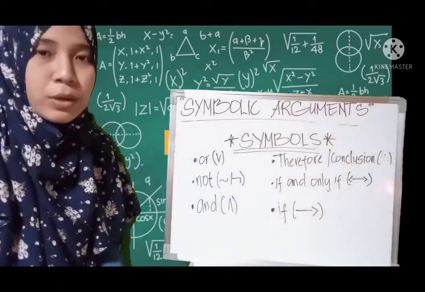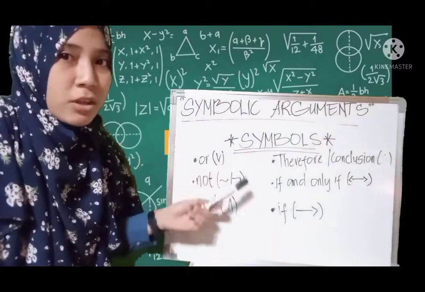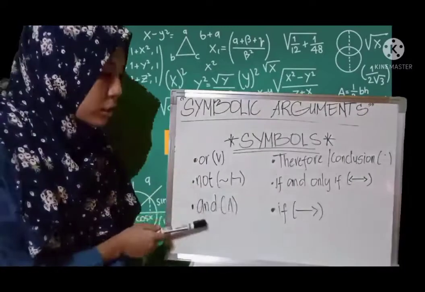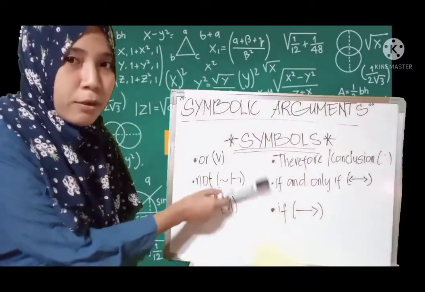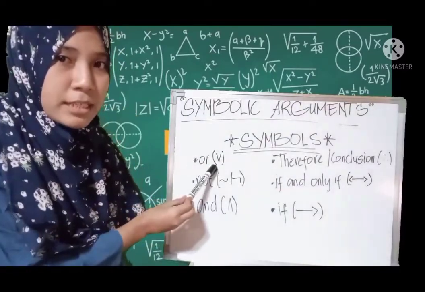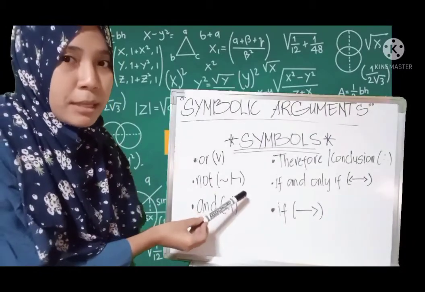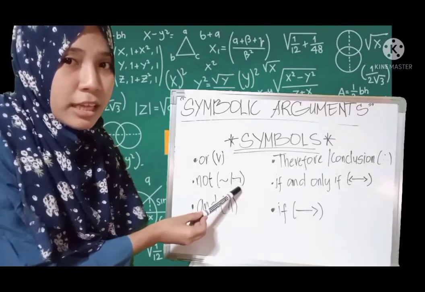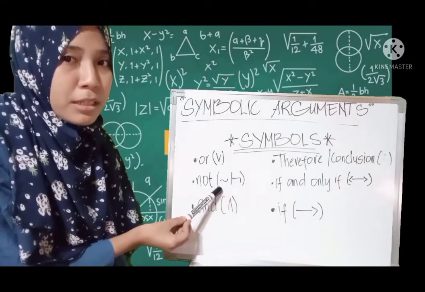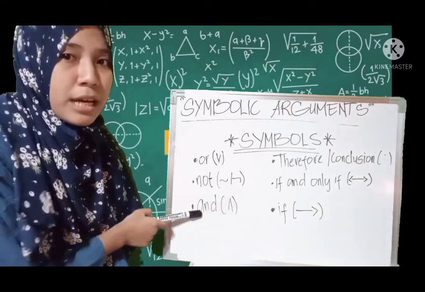Before we proceed to our main topic, I will explain first the symbols of the arguments. As we can see, meron tayo dito 1, 2, 3, 4, 5, 6. So, the first symbol is OR, symbolized as V. Not is symbolized as the negation, but sa ibang book may makikita rin tayong ganitong negation. So sa ibang book ganito yung ginagamit nila, pero sa atin ito yung gagamitin natin. Pwede rin yung ganito. And is symbolized as V.